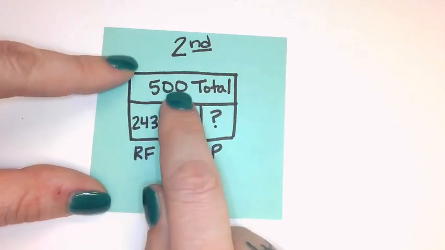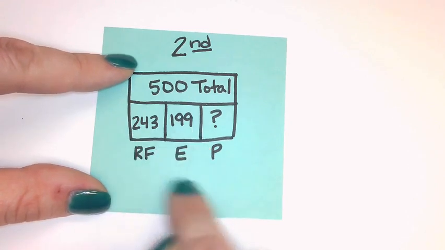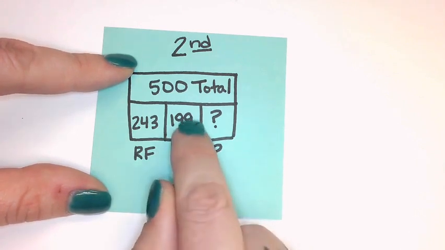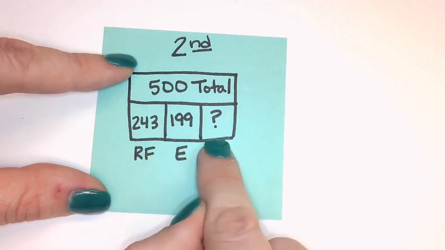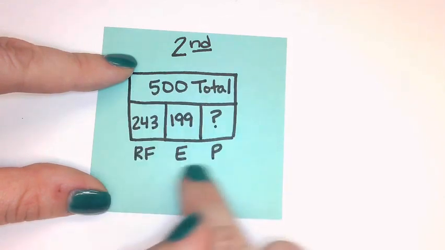I might want to subtract 243 from 500, and then from that difference, subtract 199, which would then give me that poetry. I also could add these two up and then count on or use an open number line to help me find that missing part up to 500. This just opens up all the possibilities of how to solve this problem.